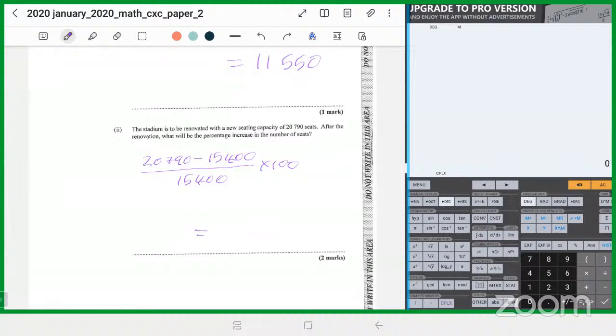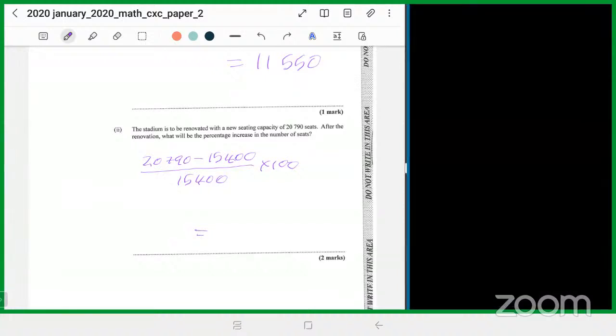So it is a fraction: 20,790, you subtract the original amount 15,400. That is the increase I have in the numerator there, divided by the original amount. Multiply that by 100. That's 35%. You can see it's 0.35. Anyway, it's 35%.